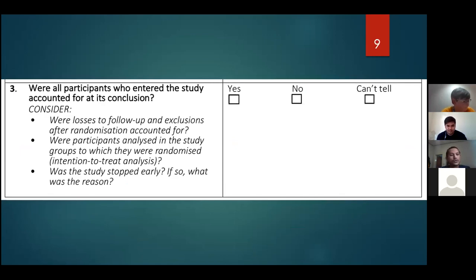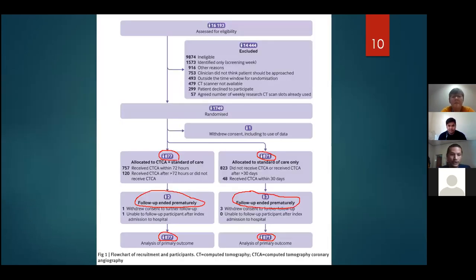All right, moving forward to question number 3. The question is, were all the participants who entered the study accounted for at its conclusion? We have to consider whether the losses to follow-up and exclusions after randomization were accounted for, whether participants were analyzed in the study groups to which they were randomized, and whether the study was stopped early. If so, what was the reason? For this we have to go to the flow chart.